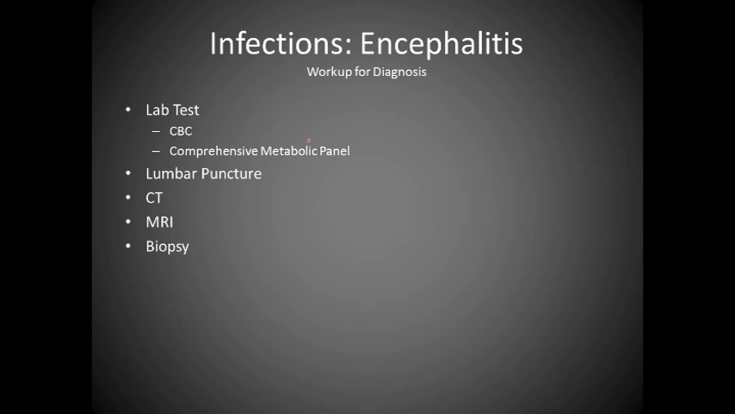So the method for diagnosing encephalitis initially begins with a lab test such as CBC and comprehensive metabolic panel. The comprehensive metabolic panel will demonstrate whether certain organ systems are functioning correctly, and the CBC will indicate whether there is inflammation or a possible inflammation in the body. Probably the most prominent and accurate method for diagnosis is the lumbar puncture and analysis of the spinal fluid, but CT, MRI, and biopsy can also be utilized.